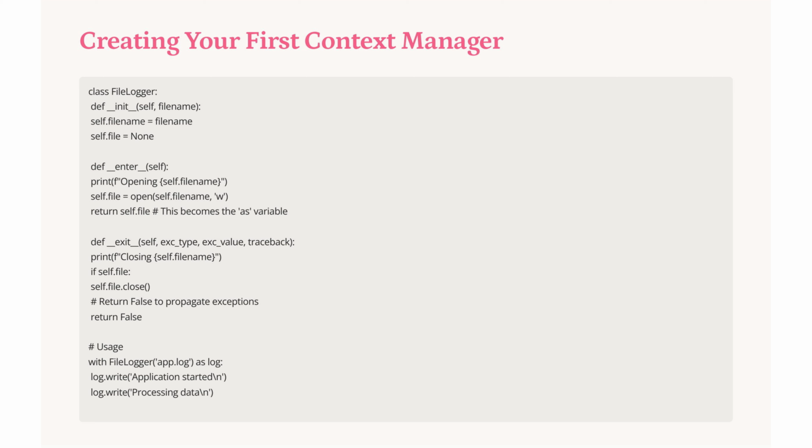Creating a custom context manager involves defining a class with __enter__ and __exit__ methods. In FileLogger, __enter__ opens a file and returns it for use, while __exit__ ensures the file is closed, handling exceptions by returning False. This pattern simplifies resource management, ensuring files are properly opened and closed during operations.